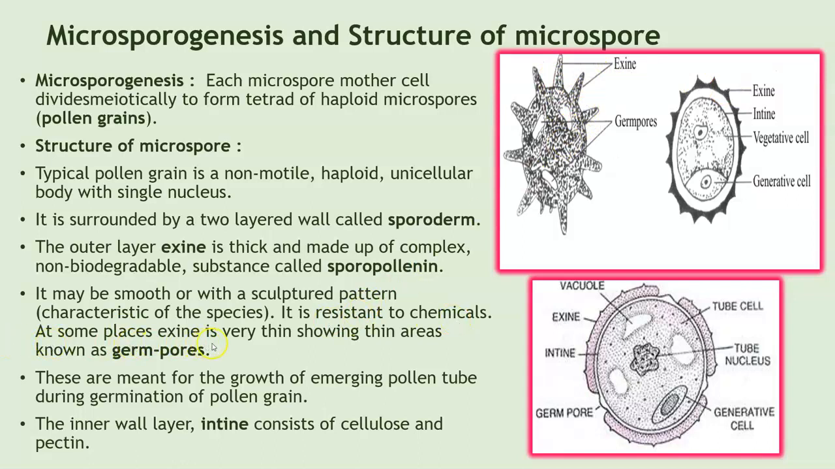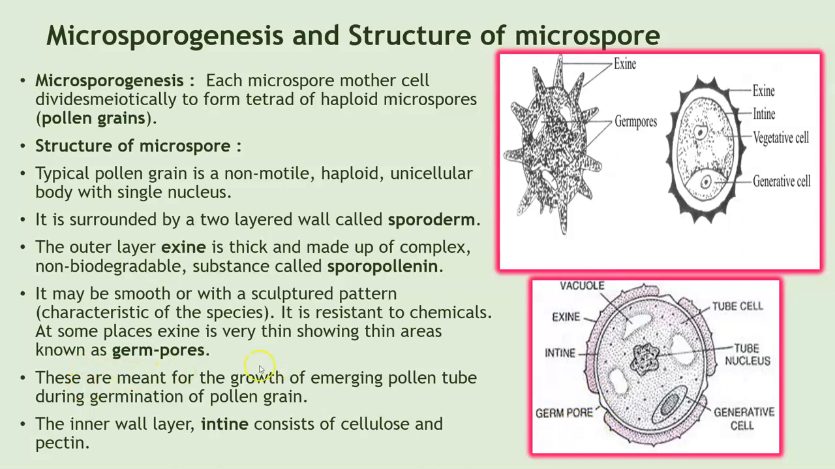At some places, the exine is very thin, showing thin areas known as germ pores. So if you have a closer look at these exines, there are some regions you will spot which have a small opening kind of structure. So these regions are called germ pores. You can also have a look at this 2D image here. You can see that this is the wall of the pollen grain, and in between you have a slight space which is a small opening. That opening is called the germ pore.